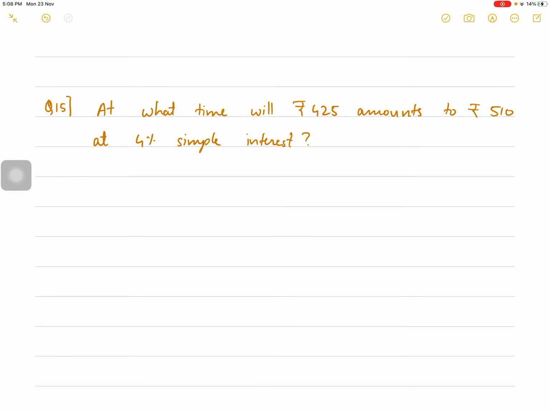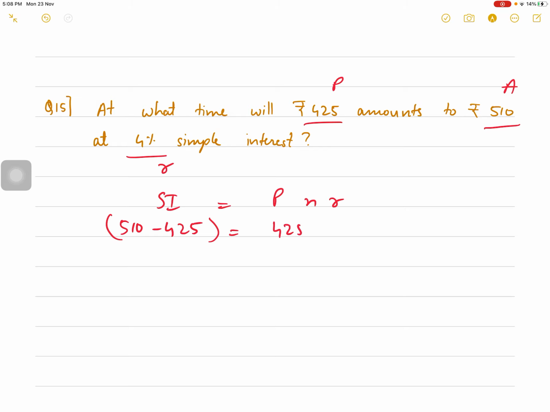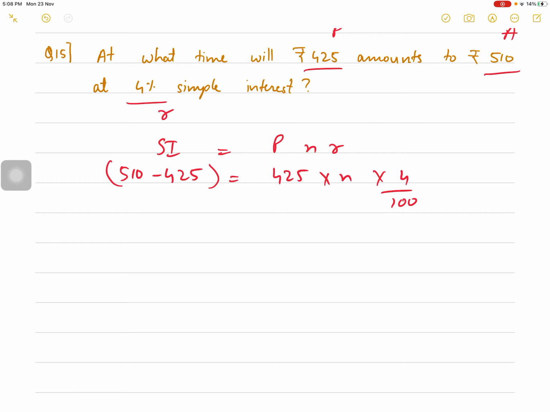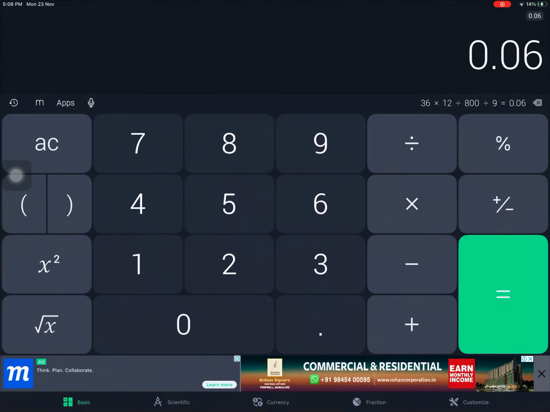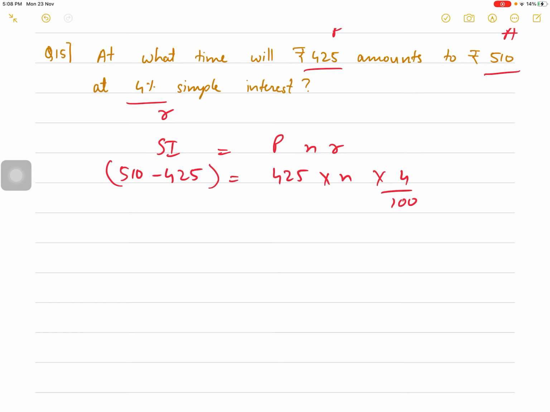Next question. At what time will rupees 425 amount to 510 at 4% simple interest? This is your principal, this is your amount, and 4% R. You are supposed to find N. So simple interest is equal to P into N into R. Simple interest is 510 minus 425. Principal is 425, and you don't know N, R is 4%. So 510 minus 425, it is 85.